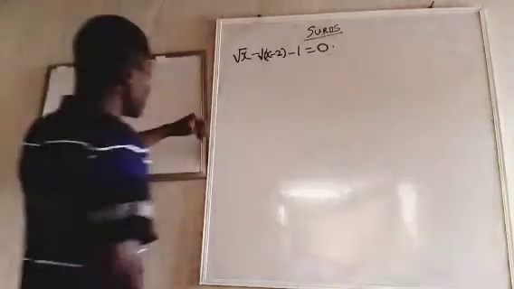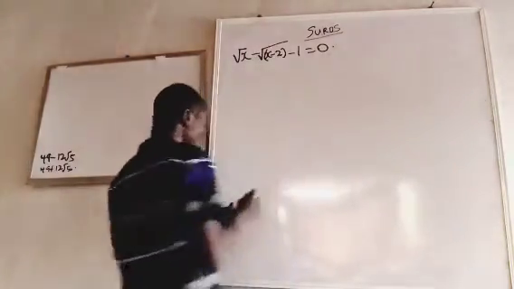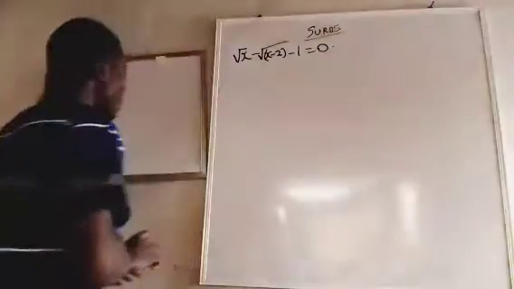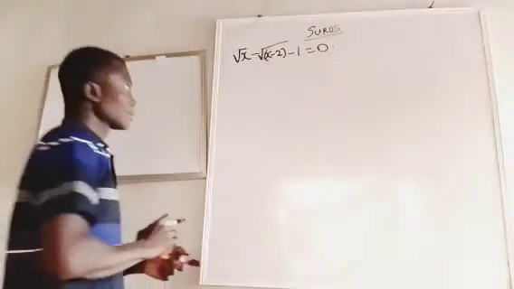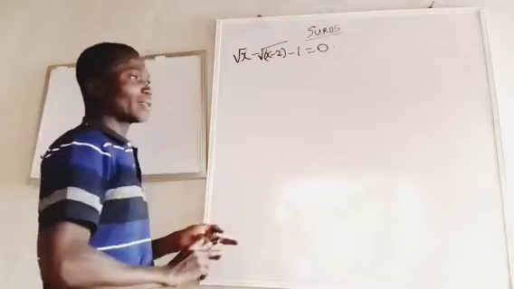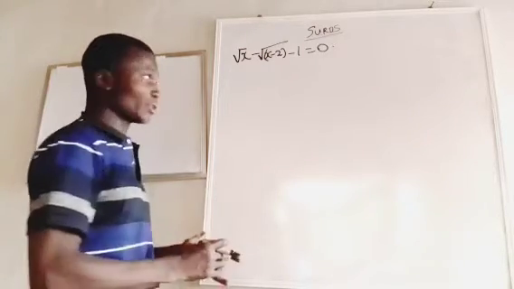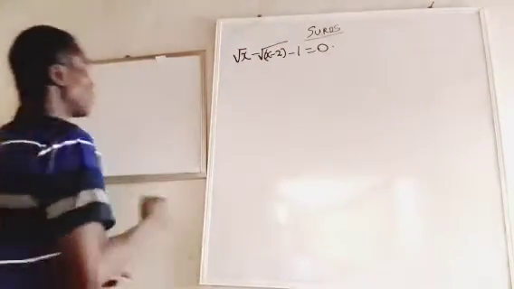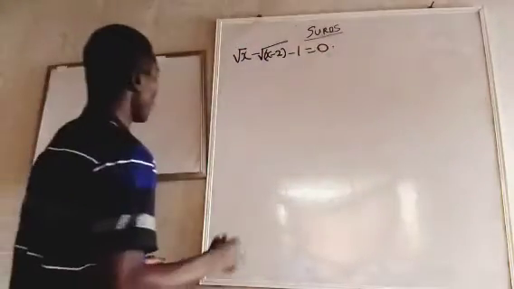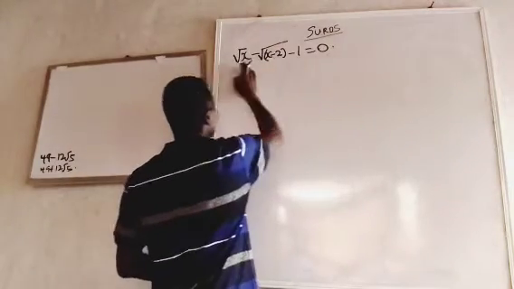Let's look at some worked examples. We have root x minus root x minus 2 minus 1 equals 0. I will handle this like when I'm handling theory questions and multiple choice questions. Now let's handle it like when we need to show our workings. What will I do? I first of all bring this one outside here and leave this one here.